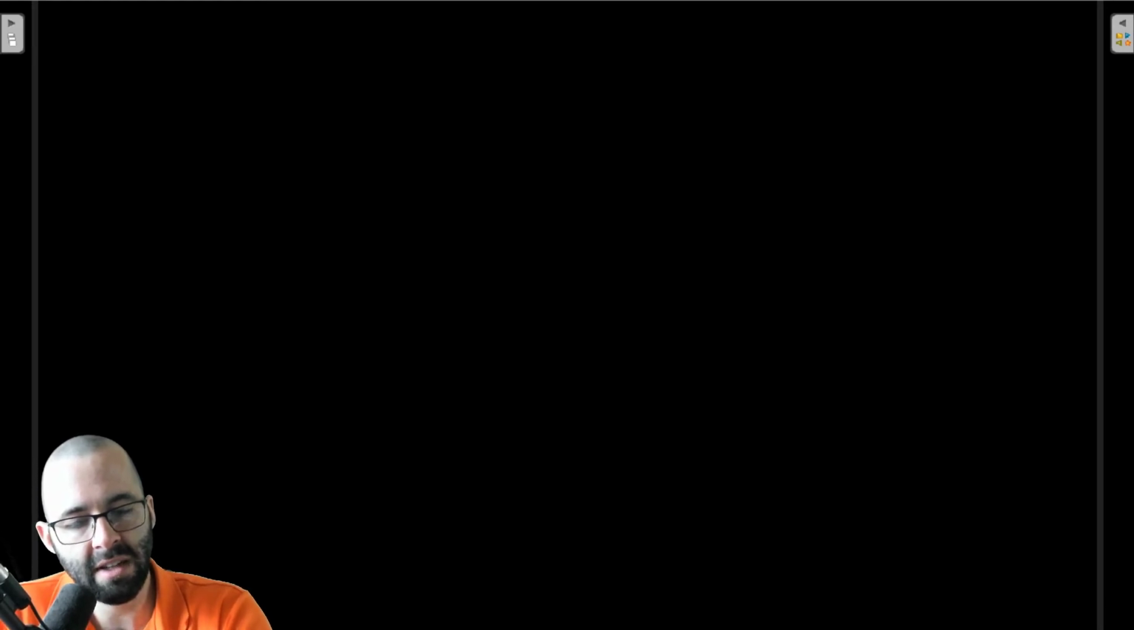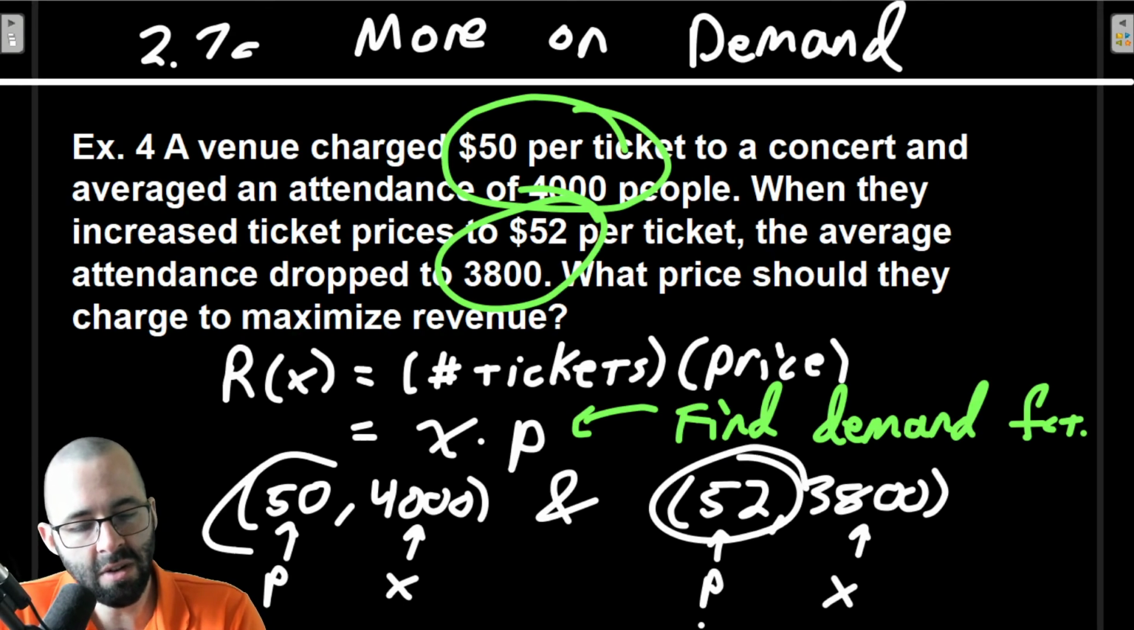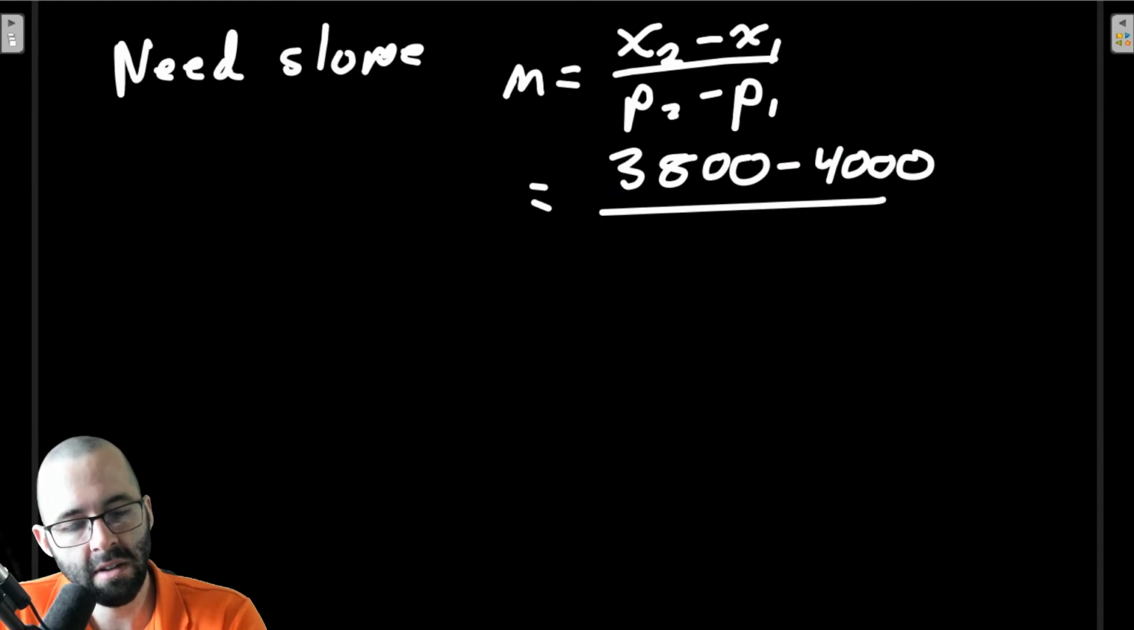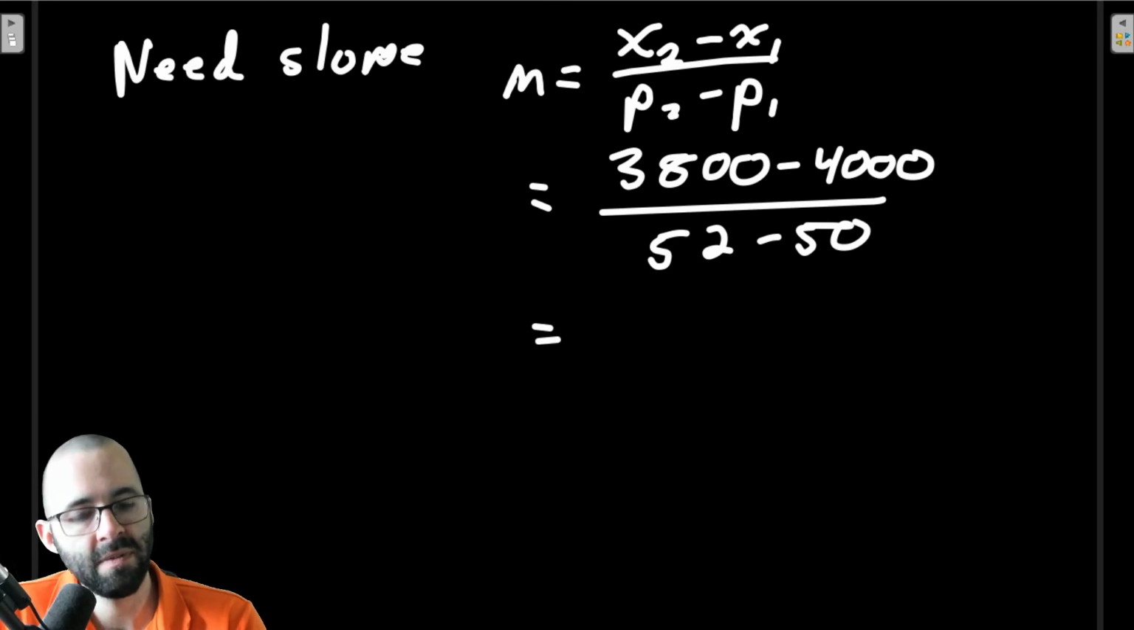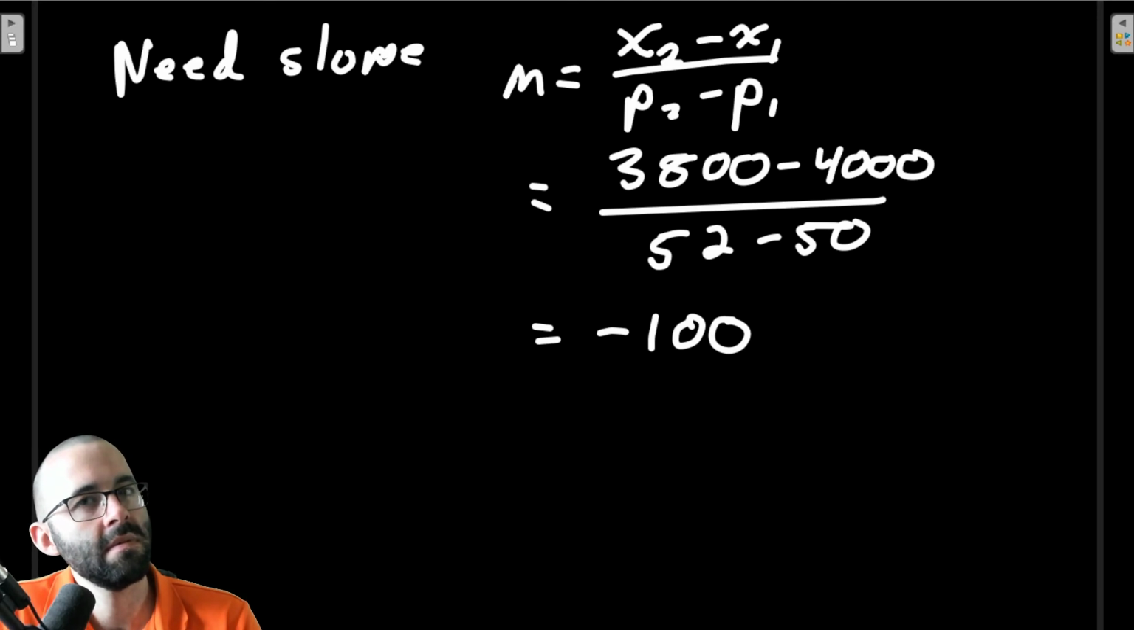Divided by the difference in the x's, 52 minus 50. Simplify this out, you're going to get negative 200 over 2, or just negative 100. The slope is negative. Does that make sense?